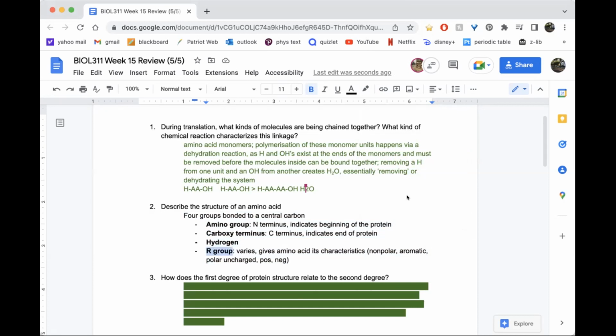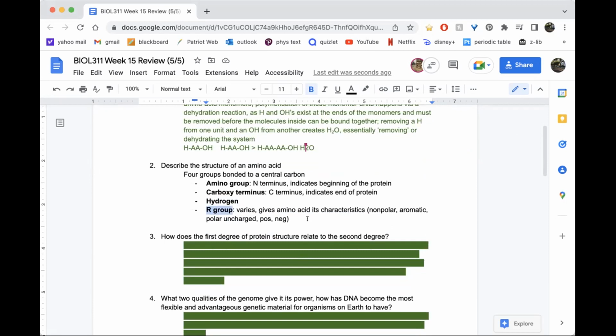So I think it was Carla who asked if it was methyl. Methyl is a type of R group that you can have on your amino acid. Basically, these R groups give your amino acid its very specific characteristics. We saw that chart in class that had the 5 categories of different amino acids: non-polar amino acids, aromatic amino acids, polar uncharged amino acids, and then positive and negative amino acids.